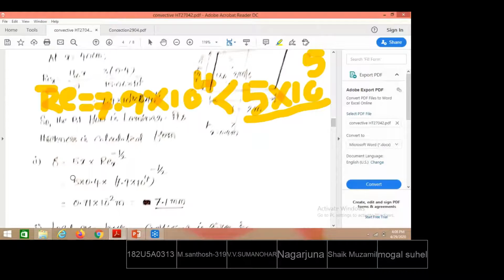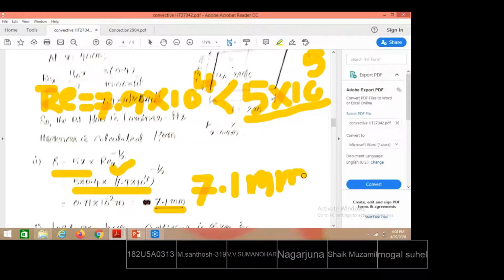For the laminar region, to find the hydrodynamic boundary layer, the relation to be used is 5x into Reynolds number to the power minus 1 by 2, or minus 0.5. I am simply substituting 5 into 0.4 into the estimated Reynolds number at x equal to 0.4 meters, 7.9 into 10 to the power 4, to the power minus 1 by 2. So the boundary layer thickness estimated is 7.1 millimeter.